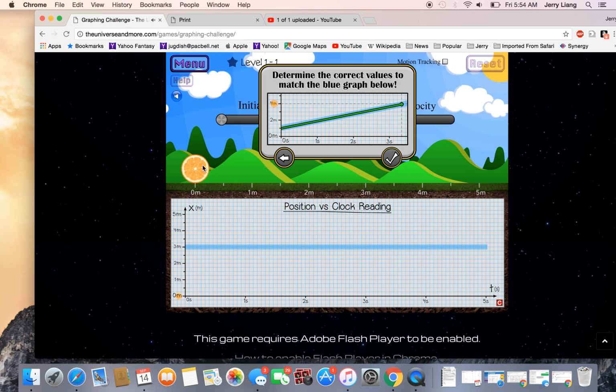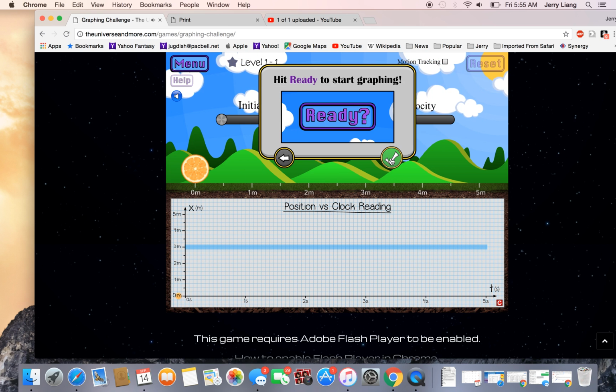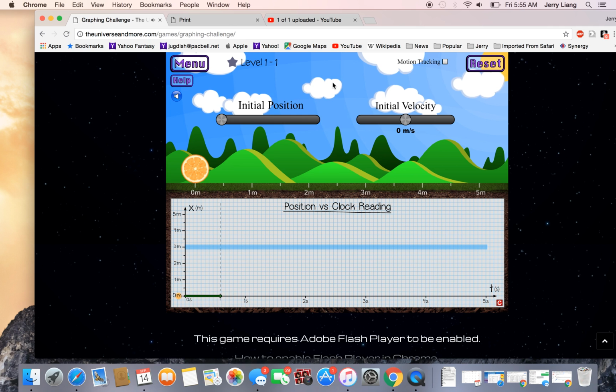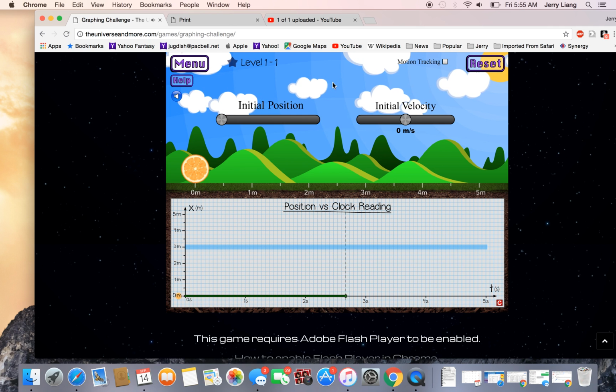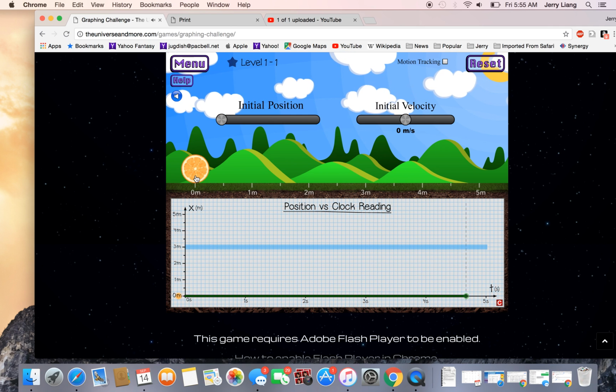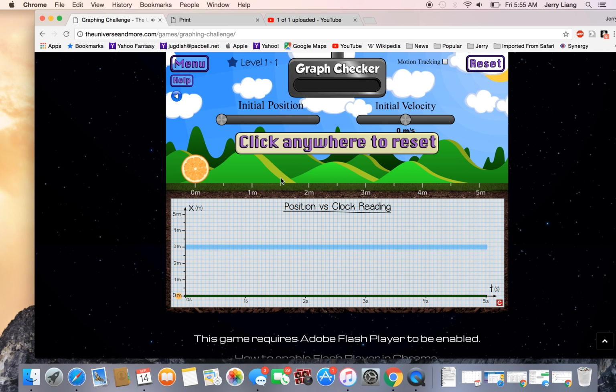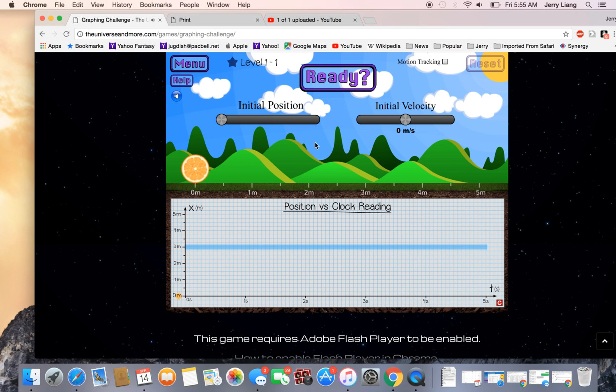And notice we have an orange here, and we also have an orange on the side right here, and you'll see it move. So I'll click this, hit ready to start the graphing. Alright, so now if I just hit the graph right now and hit ready, as you can see, the orange is not moving, hence it stays at 0. The graph checker is going to find out, did I pass? I did not pass. Alright, so I do not get to move on to the next level. So I'm just going to click anywhere to reset.